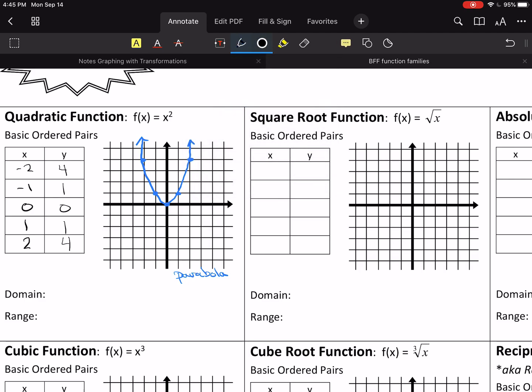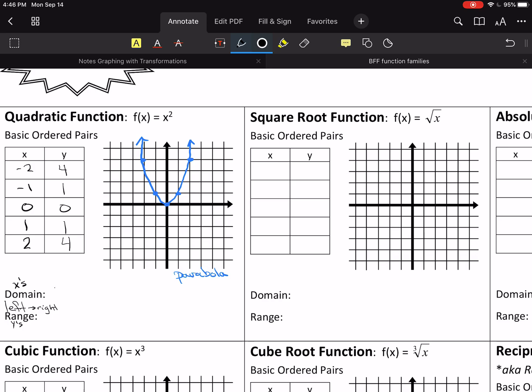My domain are all of my x's, and my range are all of my y's. Now, when I talk about my domain, I always want to go from left to right. So when I look at my graph here, starting all the way to the left, moving all the way to the right, I see that I'm not missing any of my x values. So my domain would be all real numbers, and we represent that in a number of ways.